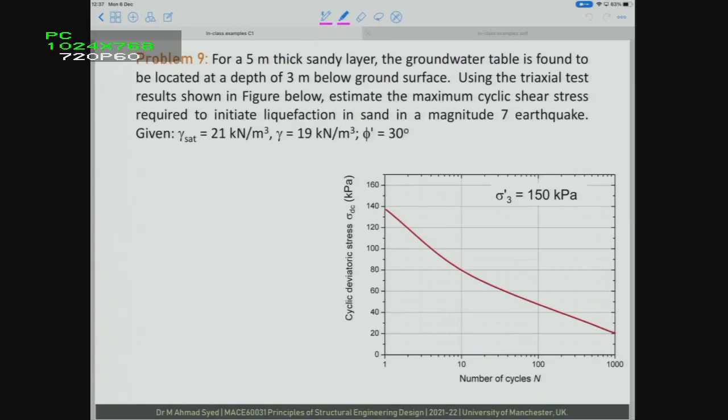Now it says for a 5 meter thick sandy layer, the groundwater table is found to be located at a depth of 3 meters below ground surface. We are given data from a triaxial test, which is shown below in this figure. We need to estimate the maximum cyclic shear stress required to initiate liquefaction in sand for a magnitude 7 earthquake. We are also given soil parameters. On the x-axis we have the number of cycles, on the y-axis we have the cyclic deviatoric stress, which is the failure stress, and we have performed this for a confining pressure of 150 kPa.